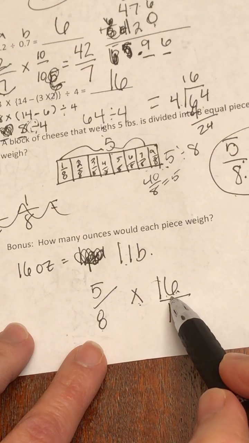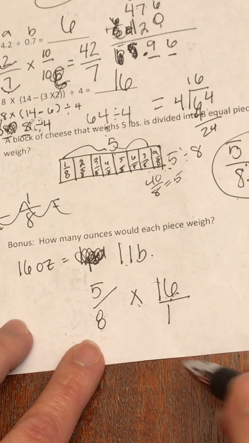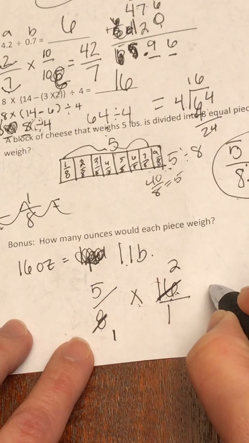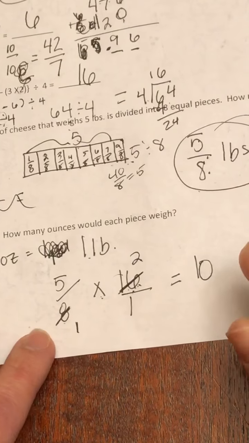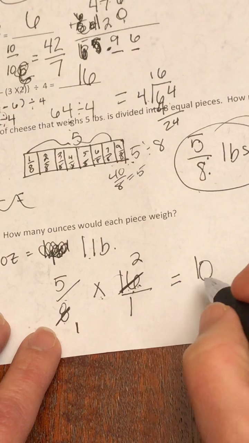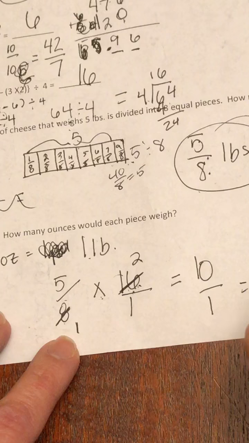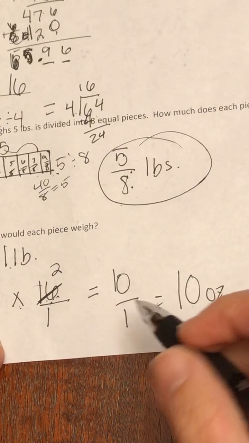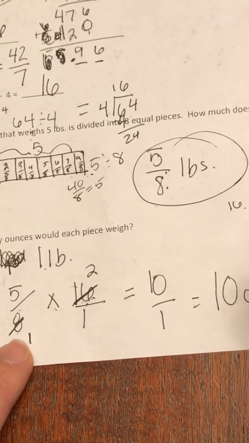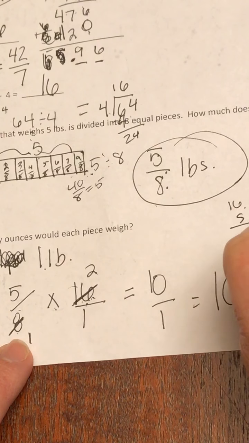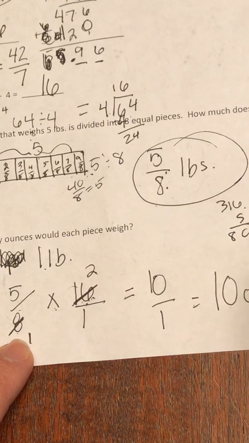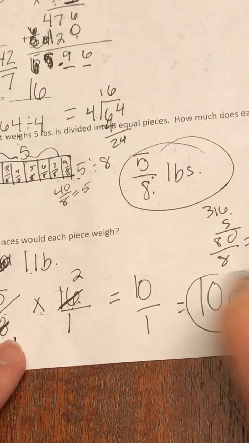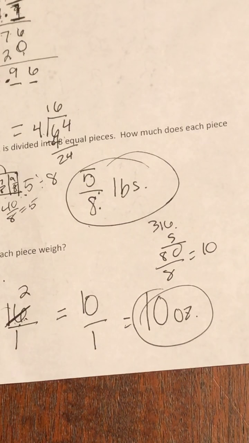I'm going to do that cross simplification that I talked about earlier because I see right away 8 goes into 8 1 time, 8 goes into 16 2 times. Now, my number is much easier to work with. 5 times 2 is 10 over 1, which is 10 ounces. If I didn't cross simplify like that, I would say 16 times 5 is 80 over 8. And that would also give me 10.